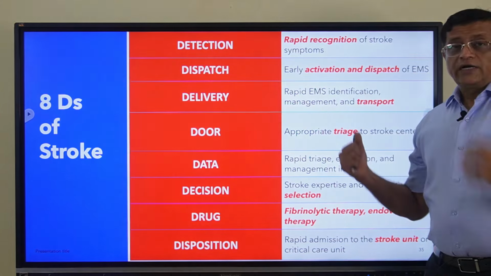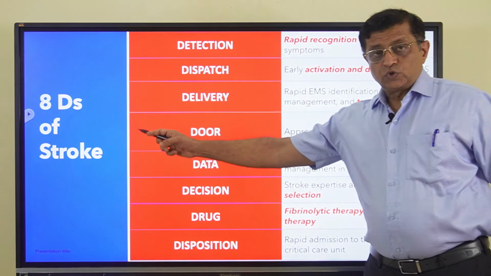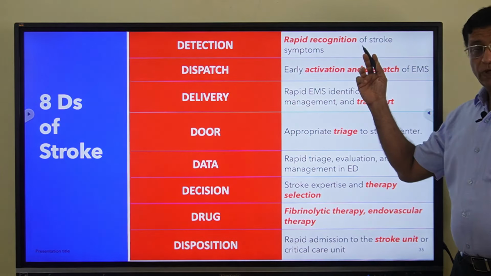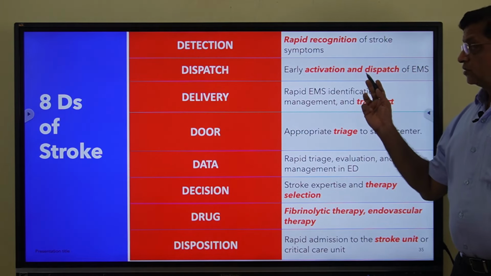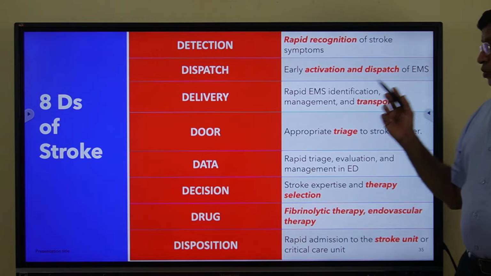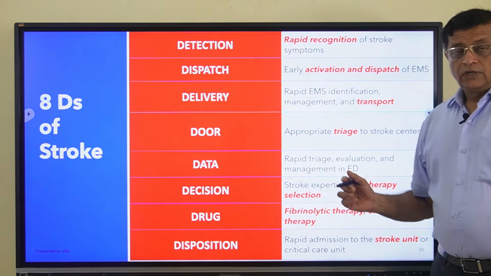We have seen this slide in our last lecture. These are the 8 Ds of stroke. We have covered detection, that means rapid recognition, the BFAST scale. We have discussed the EMS, the ambulance and the transport. So now this patient has landed in the emergency department.